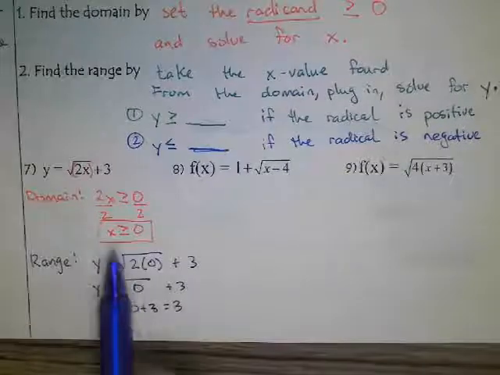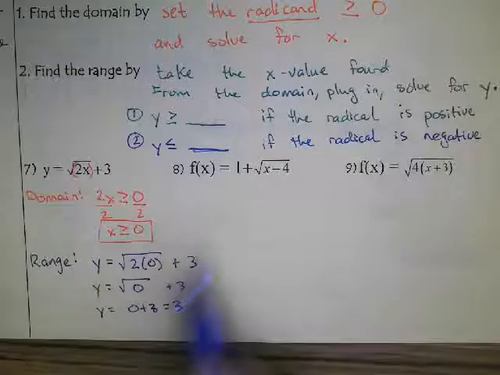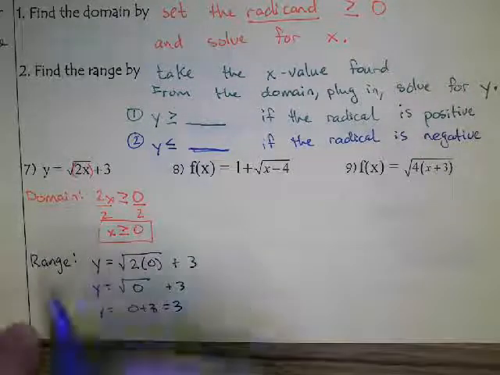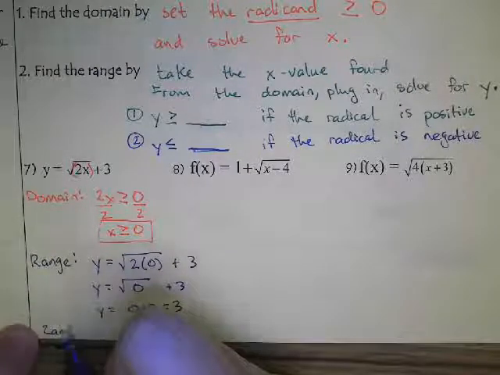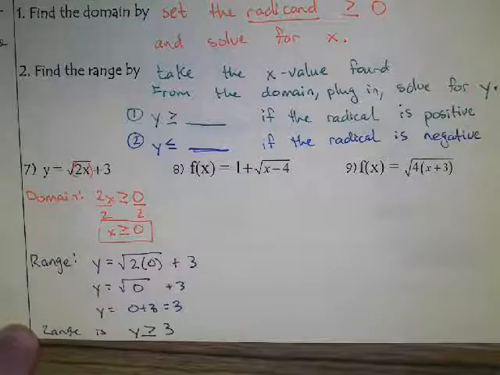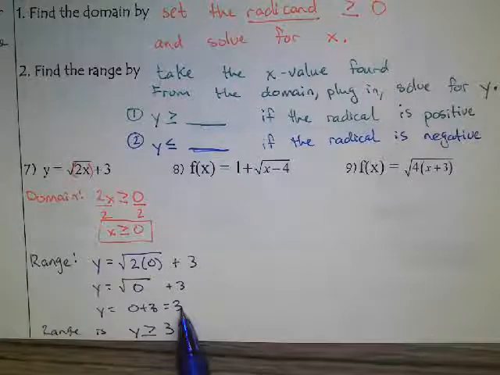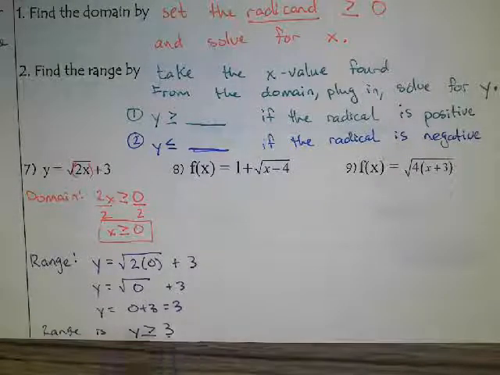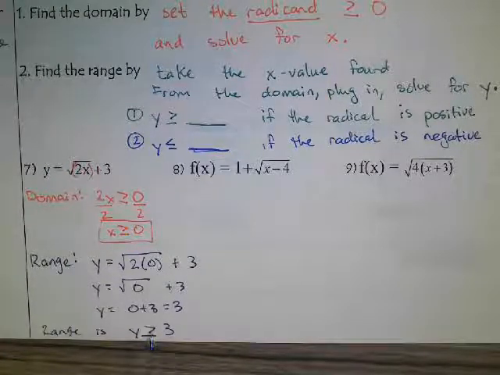Now, since my radical, there's no negative in front of my radical, it's positive. So I'm going to use case 1 because my radical is positive. So I will say the range is y is greater than or equal to 3. I took the 3 from simplifying for y, plugged in my x, found what y equals, and then since my radical is positive, I'm going to use the greater than or equal to sign.